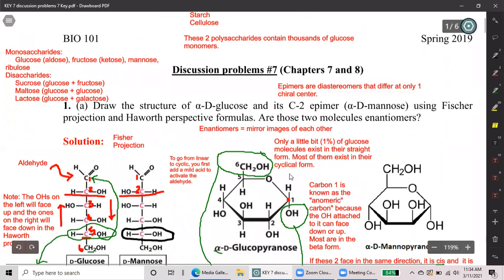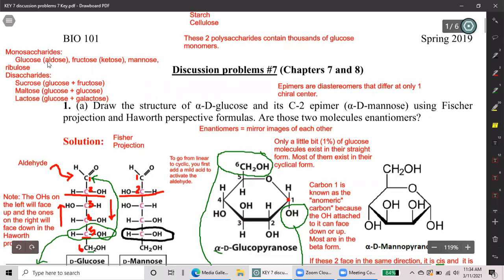Just like for every worksheet and every chapter in the book, you should memorize your vocabulary words. And then for biochemistry, there are certain structures that you should practice drawing over and over again until you feel comfortable with them. So here we're talking about sugars.